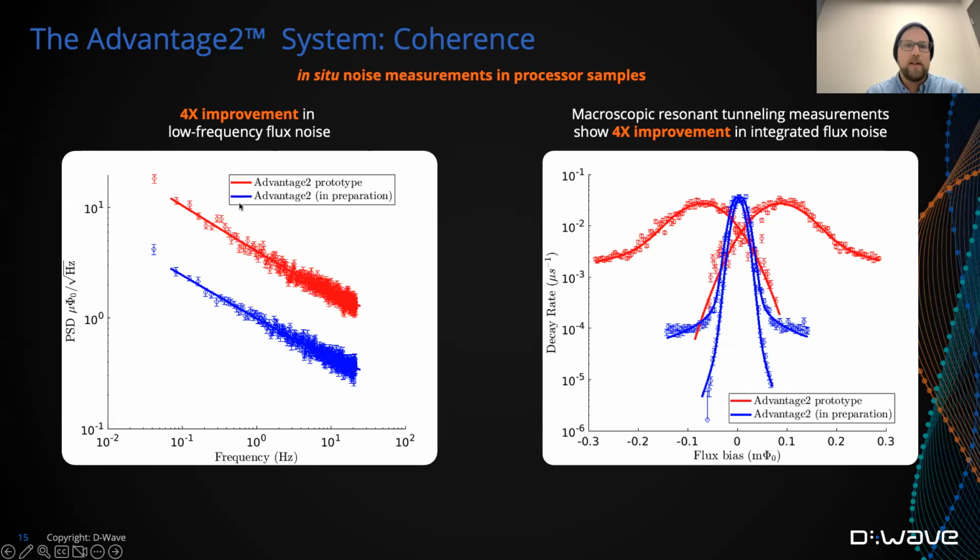And what we've seen is that by improving the materials that we're using, we're able to lower the low frequency flux noise by a factor of 4. And what's being shown here on the right-hand side is our MRT tunneling line widths. You can see that with our prototype, which we're working with now, we've really decreased the amount of flux noise that these qubits are seeing. So we see this reduction of a factor of 4 of our integrated low frequency flux noise.